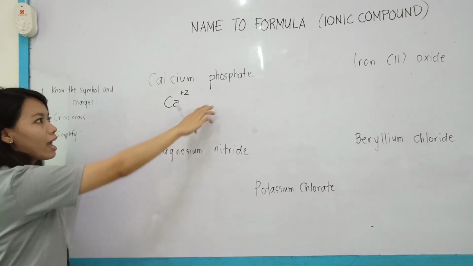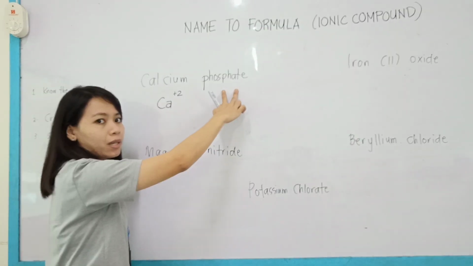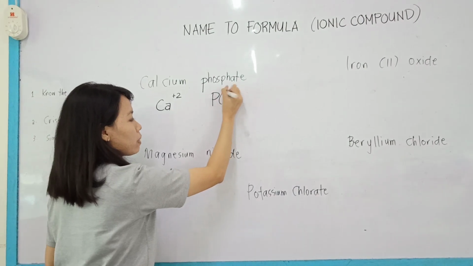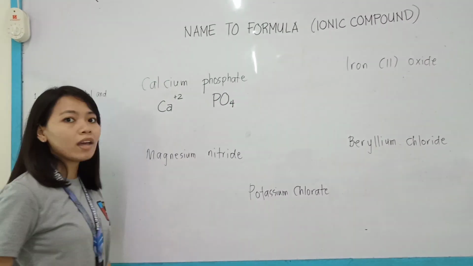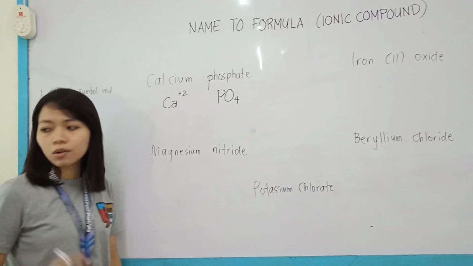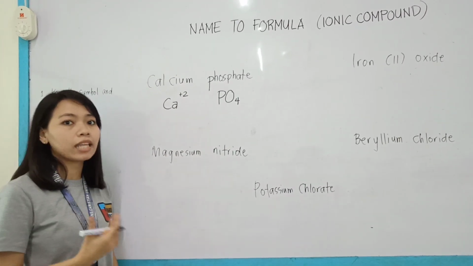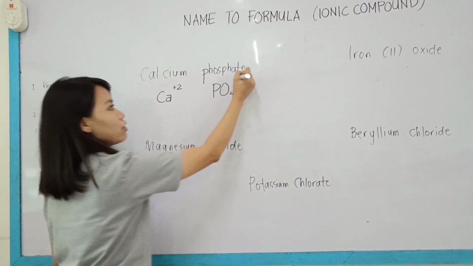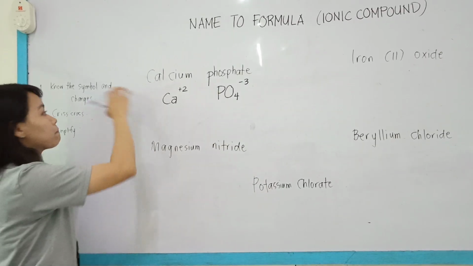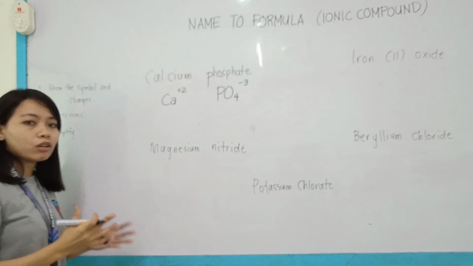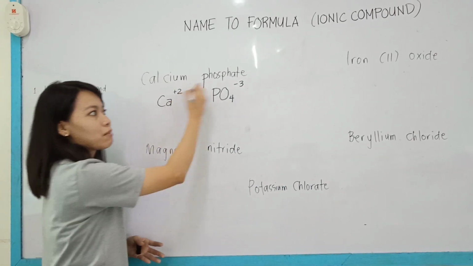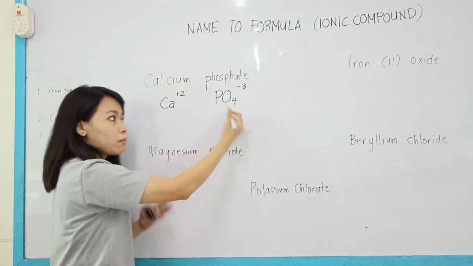Then next, we have an ion which is phosphate, a polyatomic ion. Anong symbol natin dyan? We have PO4. Next, what is the charge number of the polyatomic anion? Once again, titingin lang tayo sa periodic table of elements, and makikita natin na meron siyang minus 3 charge. Next, crisscross method or crisscross rule, kung saan ang charge number ay ang magiging subscript noong isang ion sa buong compound.